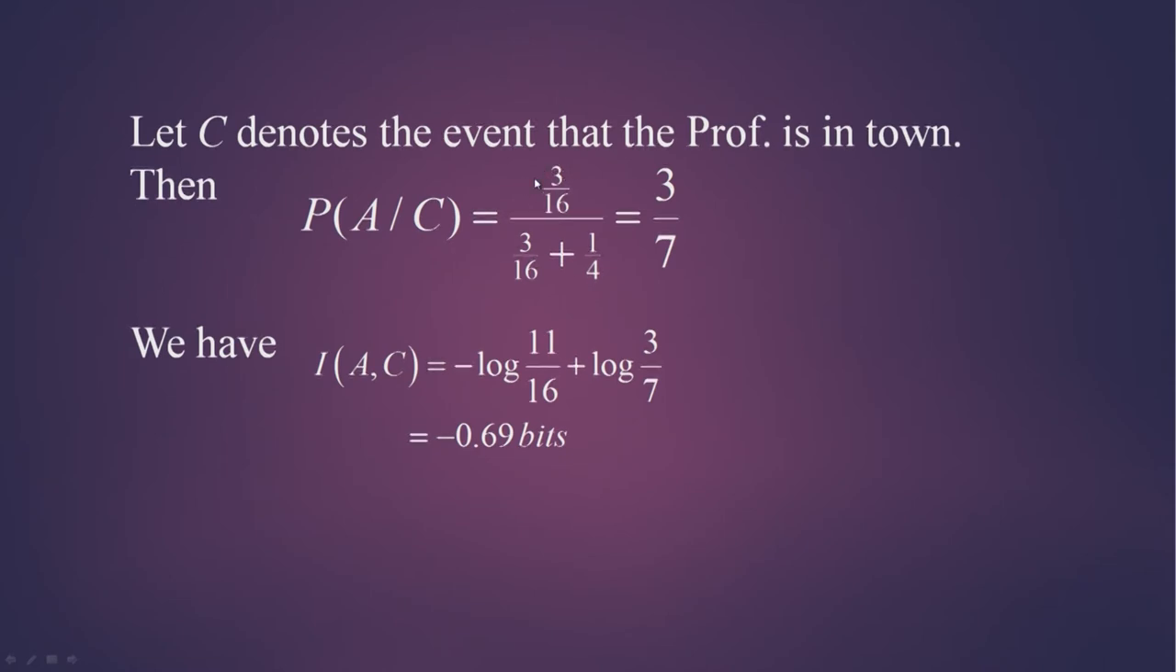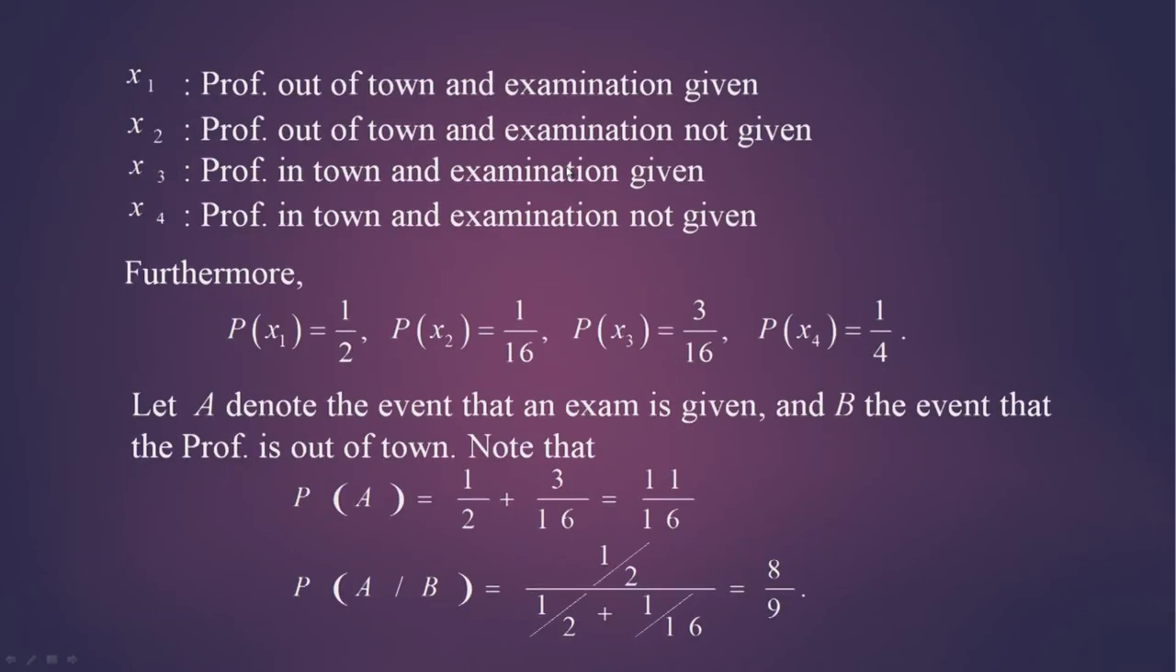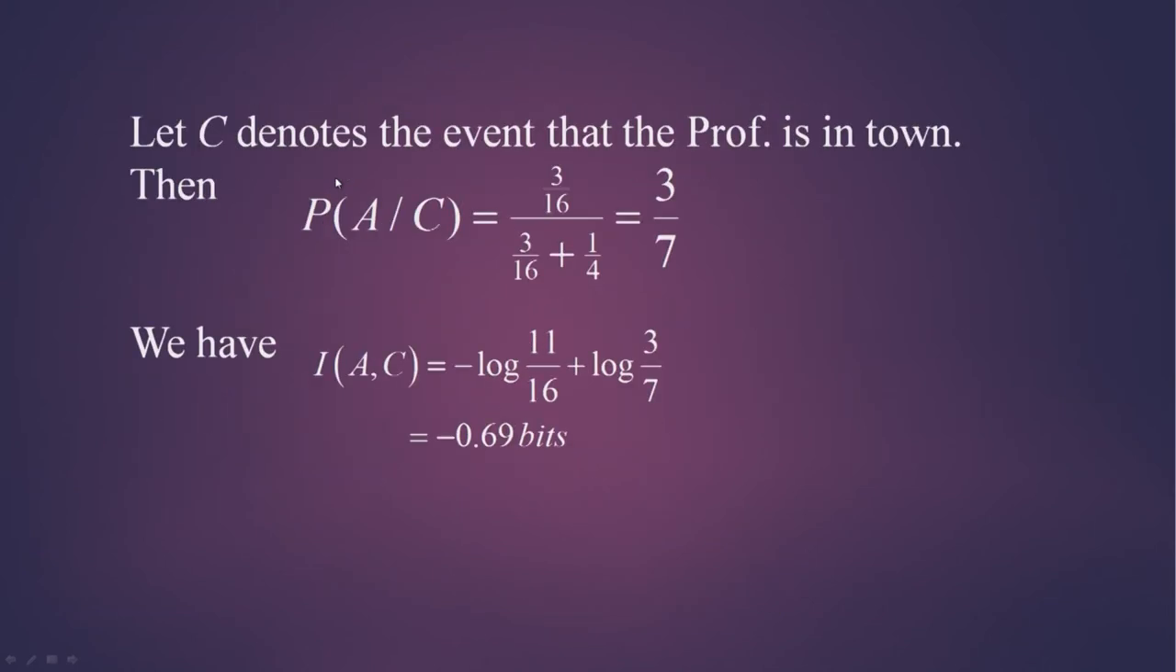So the exam is given and the professor is in town, that probability, if we consider the cases again. That is occurring here, the professor is in town and the examination is given. So x3, that means we have to take the probability of x3, that will be 3 by 16. If we simplify this, we will get 3 by 7.